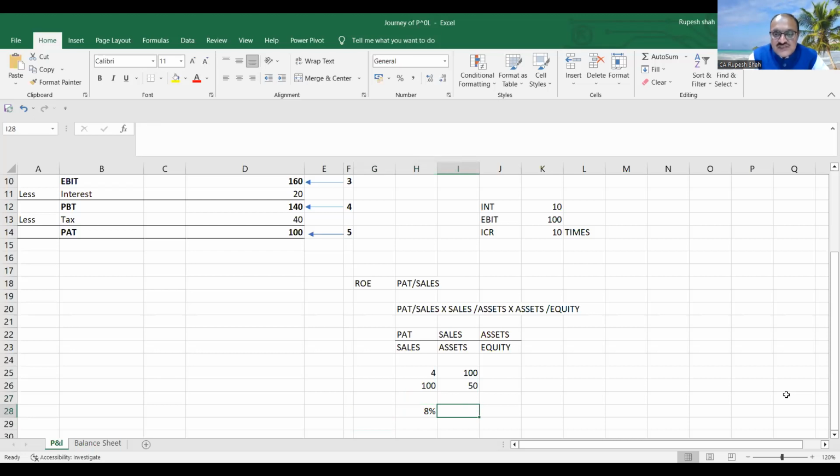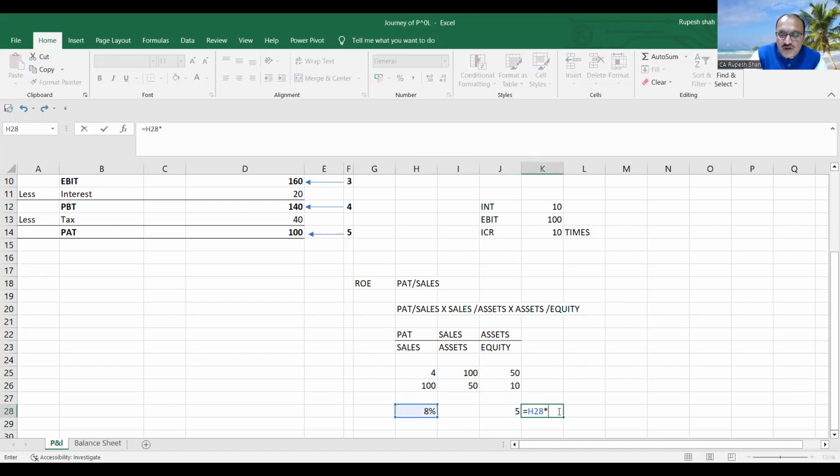And now, say come to the return on equity. Say my asset is, as you know, 50, and say my equity is only 10. So that means this is 5. So when you multiply this 8 into 5, you get return on equity. So my return on equity is actually 40%.